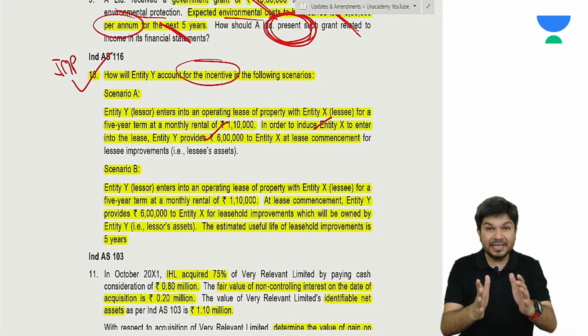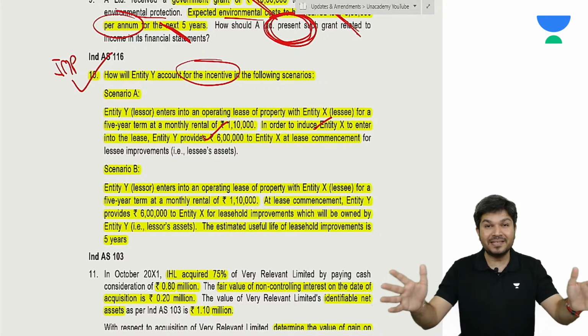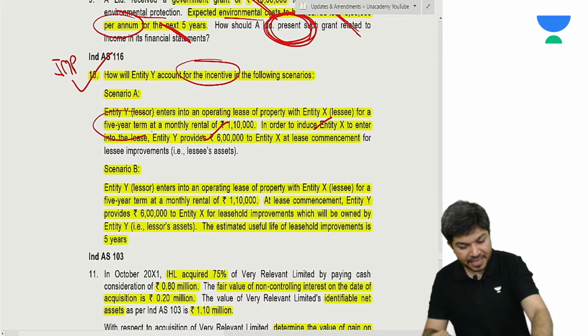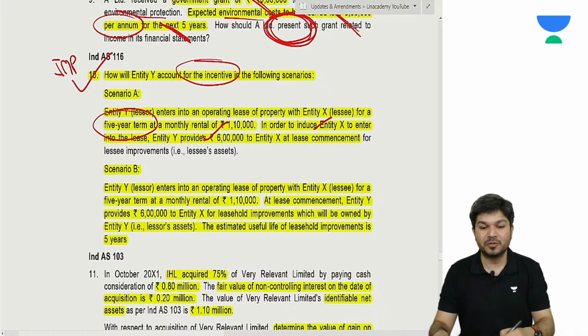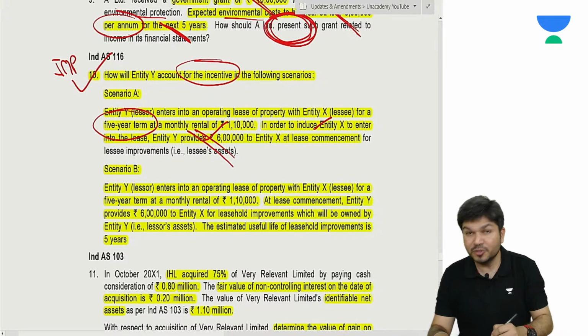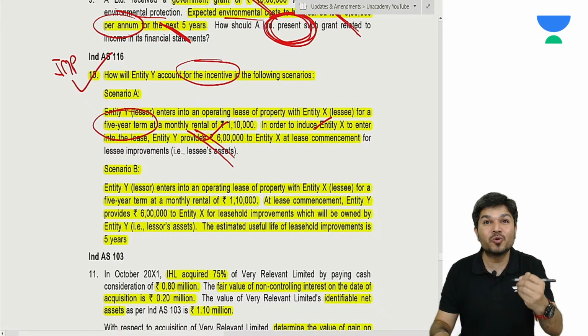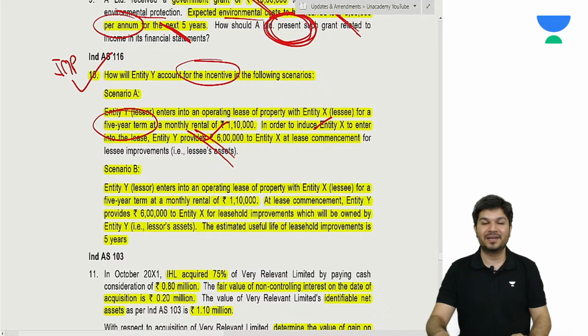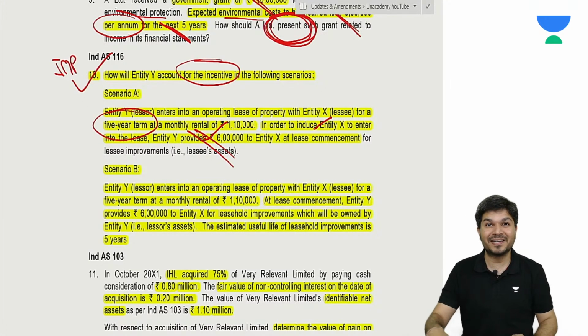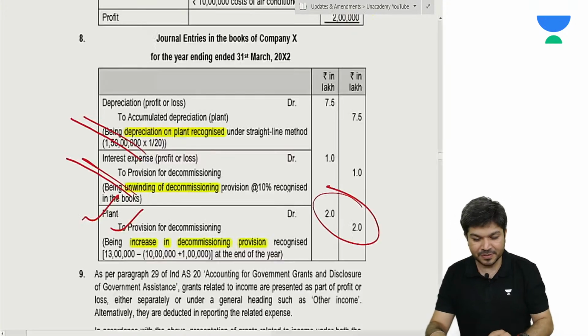Now, can I say the income will be coming to you over 5 years? This income is coming over 5 years. So the lease incentive you are giving should also be recognized as an expense over 5 years. The income you are getting over 5 years, the lease incentive should be recognized as an expense over 5 years. Check the solution.